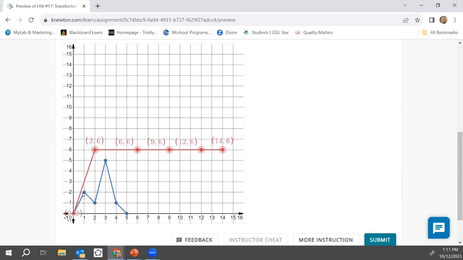So instead of 1, 2, it's going to be 3, 2, because I multiply the x value by 3. So instead of 2, 1, it's going to be 6, 1, because I'm going to multiply the x value by 3. 3, 5 is now going to be 9, 5. Multiply the x coordinate by 3. 4, 1 is going to be 12, 1. And then 15, 0. So what we did is we have horizontally stretched this graph.